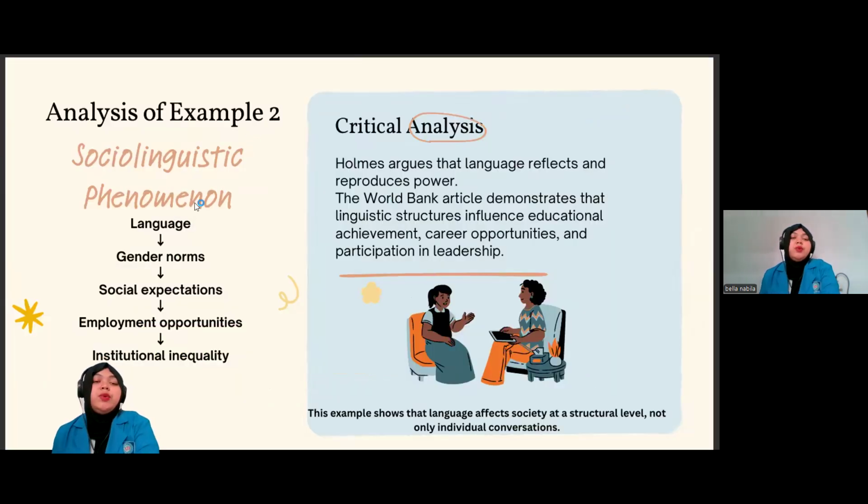Analysis of example number two: the sociolinguistic phenomenon is language turning gender norms into social expectations, employment opportunities, and institutional inequality. The critical analysis argues that language reflects and reproduces power. The World Bank article demonstrates that linguistic structure influences educational achievement, career opportunities, and participation in leadership. This example shows that language affects society at a structural level, not only individual conversation.